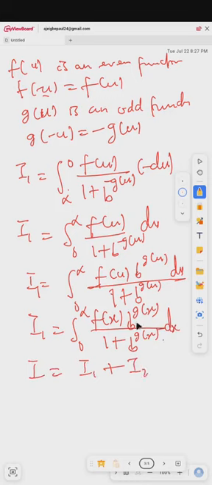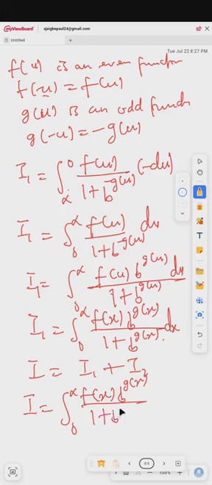And then we have our I2. Our I2 is the integral from 0 to alpha of f of x over 1 plus b raised to the power of g of x. So we're going to have I equals I1, which is the integral from 0 to alpha of f of x multiplied by b raised to the power of g of x over 1 plus b raised to the power of g of x, dx, plus I2, which is the integral from 0 to alpha of f of x over 1 plus b raised to the power of g of x, dx.